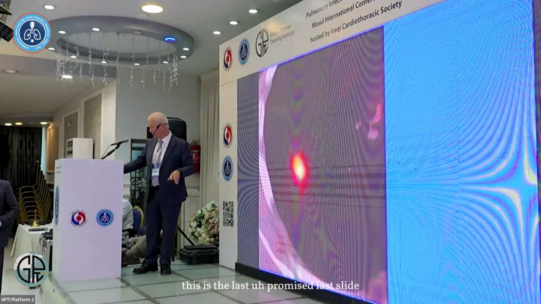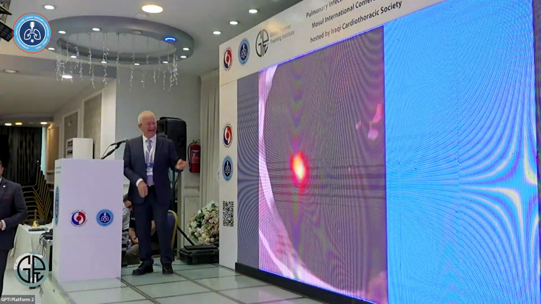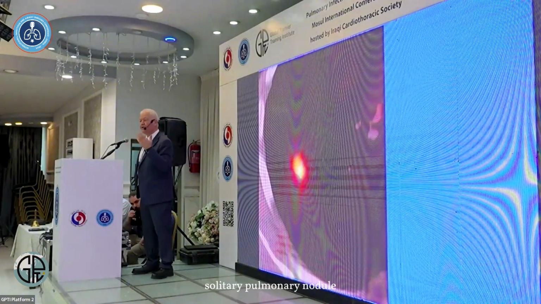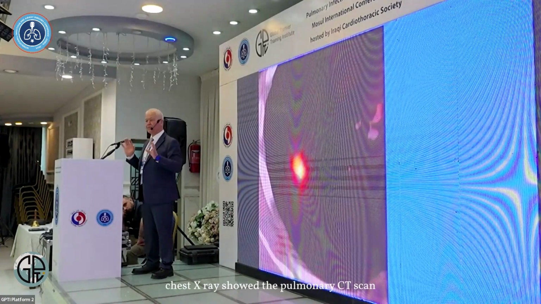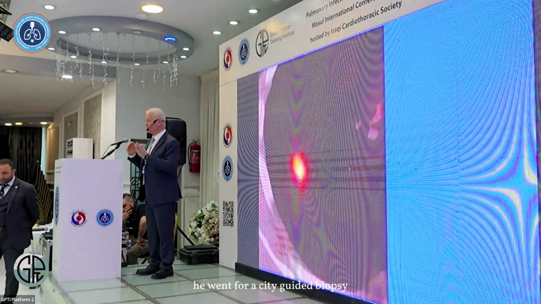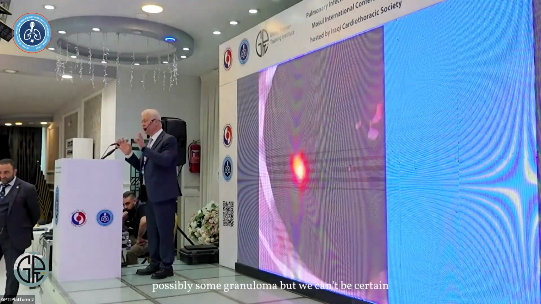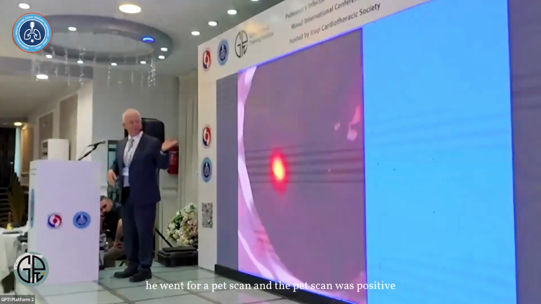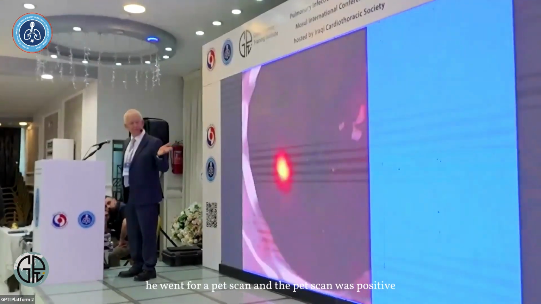This is the last slide. This is a patient who presented with a single solitary pulmonary nodule on chest X-ray and CT scan. He went for a CT-guided biopsy. It was not diagnostic, possibly some granuloma, but we can't be certain. So he went for a PET scan, and the PET scan was positive.